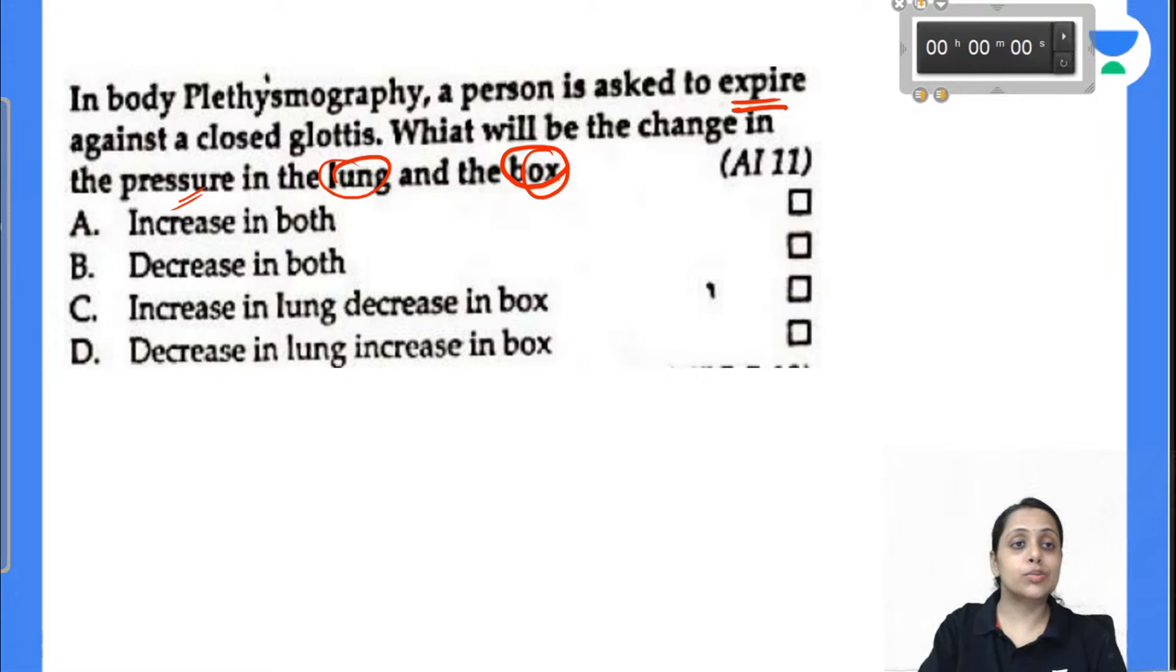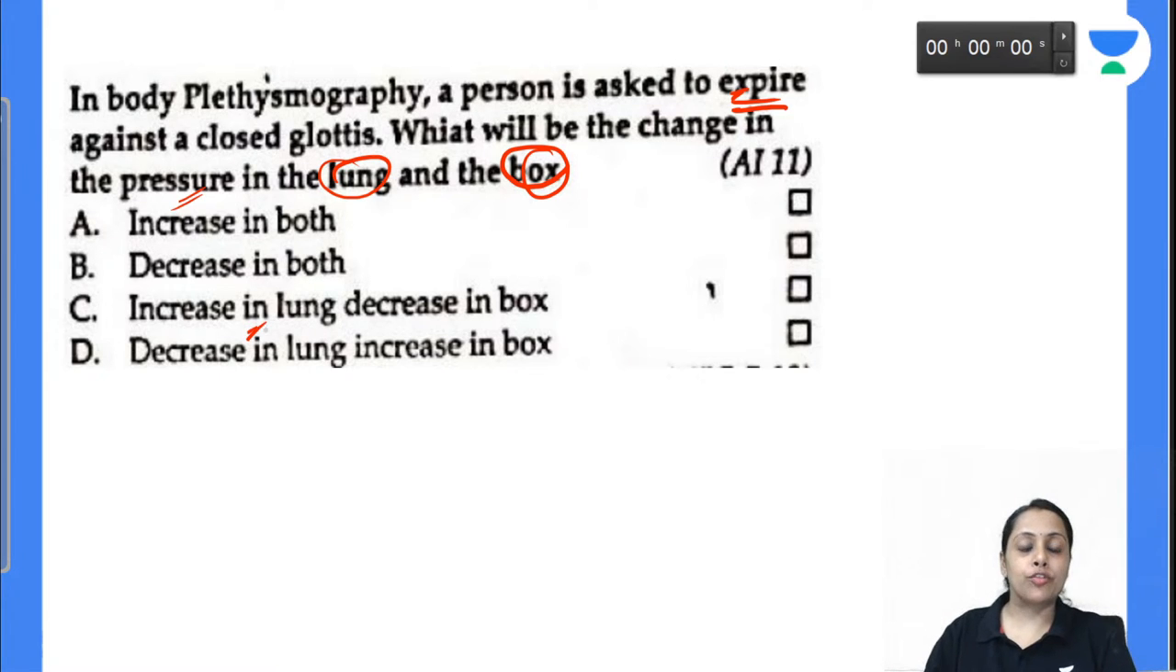In body plethysmography, when the person is asked to expire, the volume in the lung is going to decrease, so pressure at the level of the lung is going to increase. Box mein kya hoga? Volume is going to increase, so pressure at the level of the box is going to decrease. So answer is C. Is this clear?